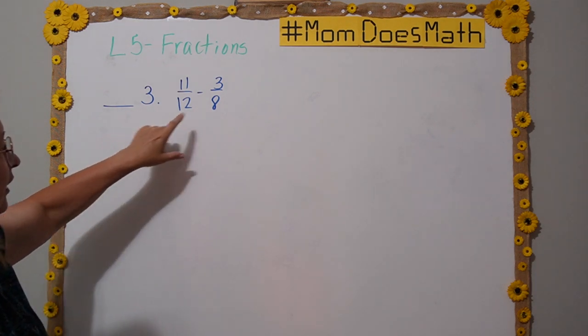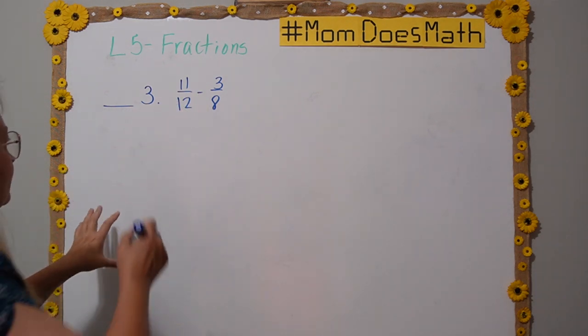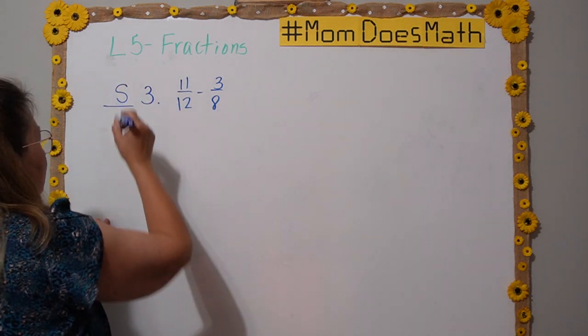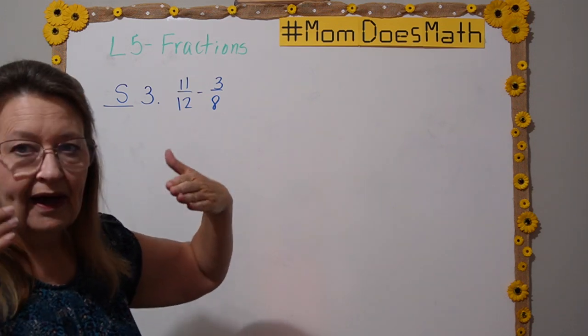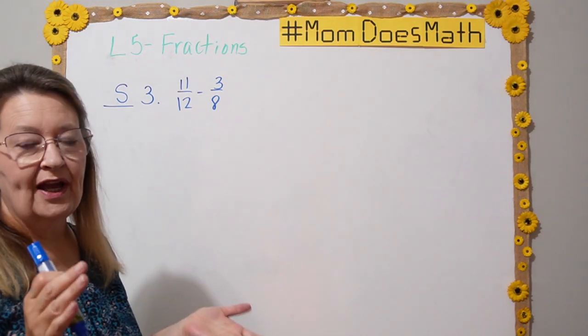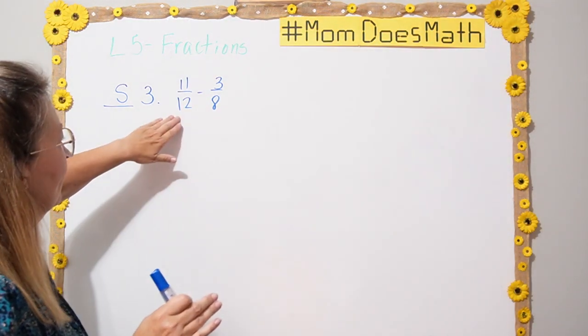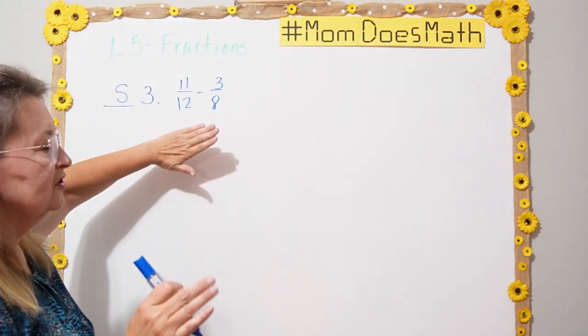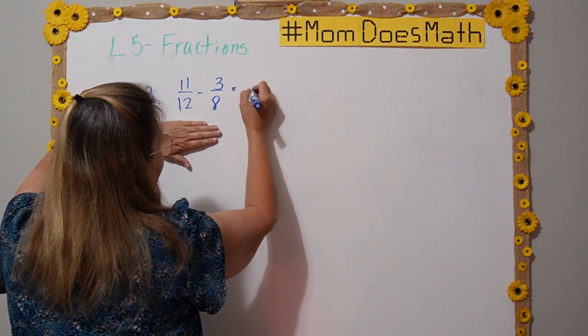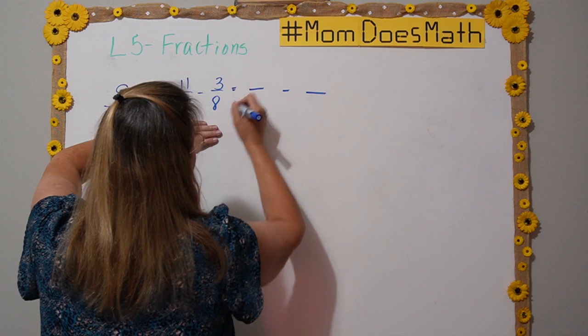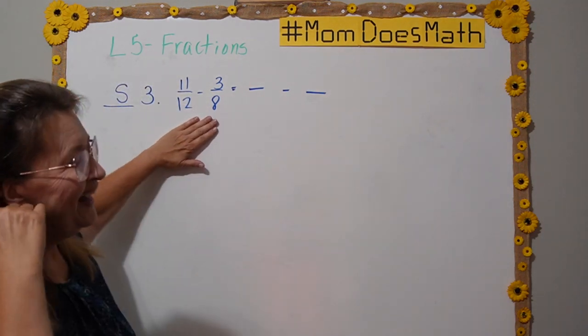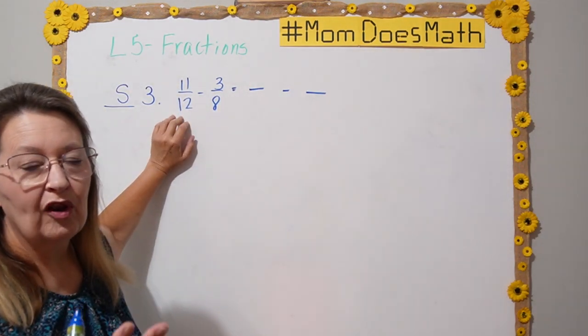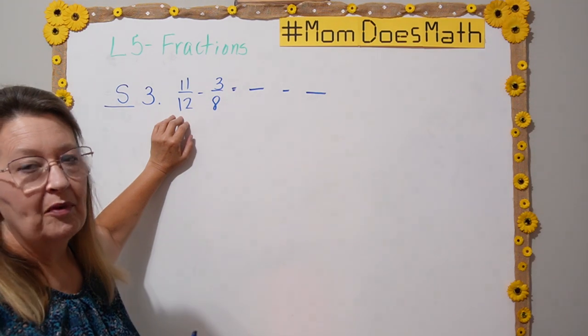Okay, number 3. First, we need to fill in our blank. This is a subtraction problem. So that gets my analysis going. I know that for subtraction, I have to have a common denominator. All right, I see that I don't have mixed numbers, so I'm good to go. What I want to know is, what's a number that 12 and 8 both go into? So I always start with my largest number and start working my way up.